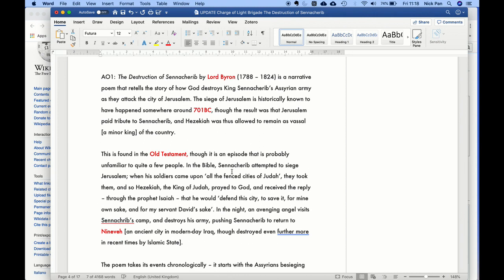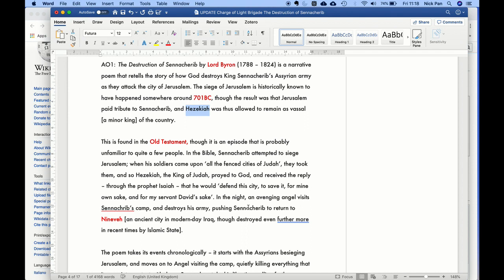So as we know, King Sennacherib tries to attack the city of Jerusalem. He's later successful, and we know historically that he was successful, and Jerusalem actually had to pay tribute to Sennacherib, so they had to pay taxes. But Hezekiah, the fearful king that we see in the Bible, praying for God to save them, was actually allowed to remain king.